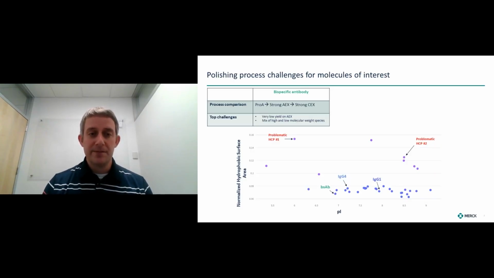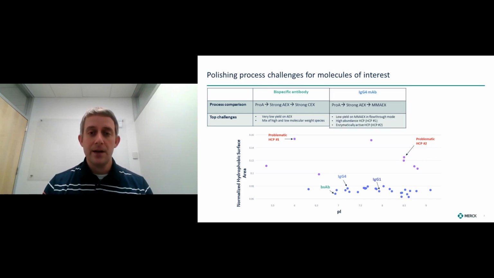So if we expand a little bit and then really focus on what we would look to improve in development. For the bispecific, a rough process comparison: polishing was being done with strong AX, strong CX. Challenges that we were interested in improving: we're seeing very low yield on that strong AX, a lot of product binding, and a mix of high and low molecular weight species that the two different steps were dealing with.